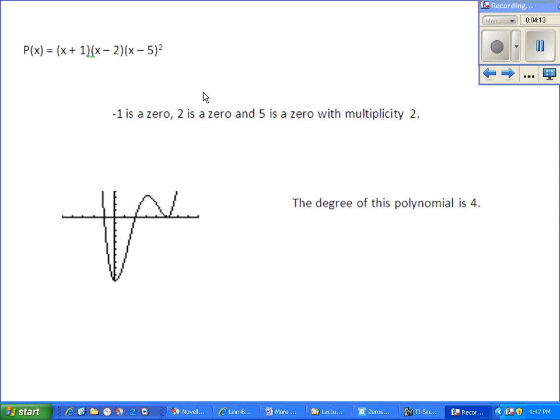X subtract 2 means that 2 is a 0, and it's only in there once. And then x subtract 5 tells us 5 is a 0 with multiplicity 2 because it's in there twice. X subtract 5, x subtract 5. And again, matches up with the graph.